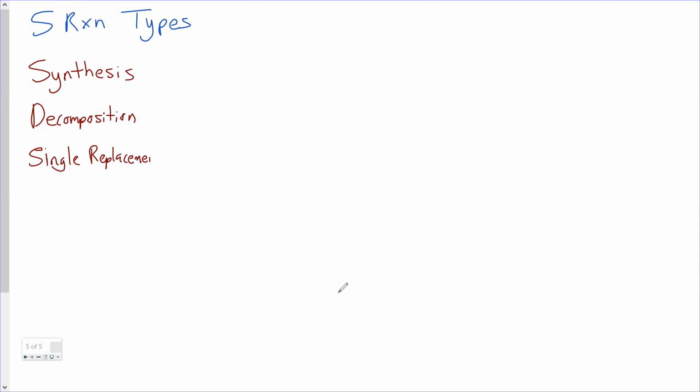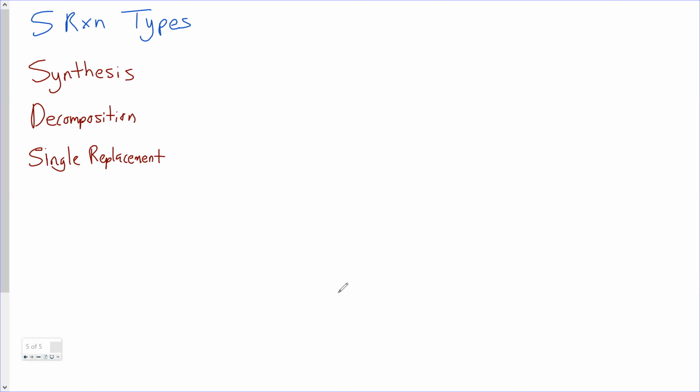All right, I'm going to give you examples of each. All right, so here's what you got. You have synthesis, decomposition, single replacement, single displacement. Sometimes you'll hear it called displacement, same thing.